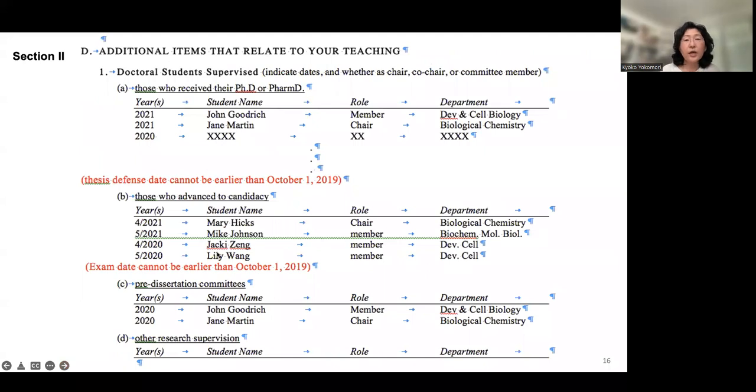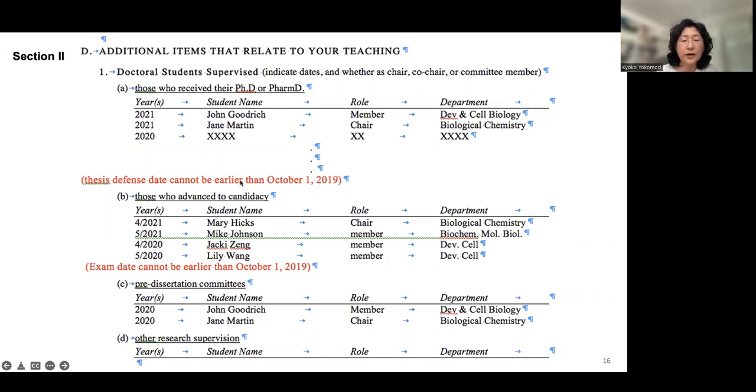Okay, so then going to section 2D. This is for those of you who have access to graduate students. So this is about the PhD students. If any of the students graduated within the review period, you can list their name and stipulate whether you were chair or committee member. And if anyone advanced to candidacy, list them here. And list if you are on the pre-advancement, pre-dissertation committee.